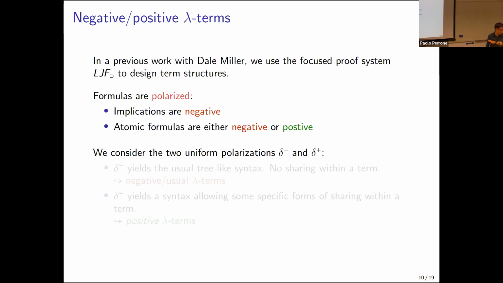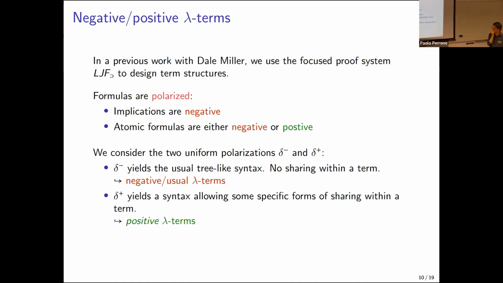We consider two uniform polarizations: one that assigns the negative polarity to each atomic formula, and one that assigns the positive polarity to each atomic formula. The negative polarization gives us a usual lambda-calculus-like syntax. If you look at lambda terms, it just gives you the usual ones, with no sharing within a term. The positive one gives us a syntax that allows some special forms of sharing within a term. Those terms I call positive lambda terms.